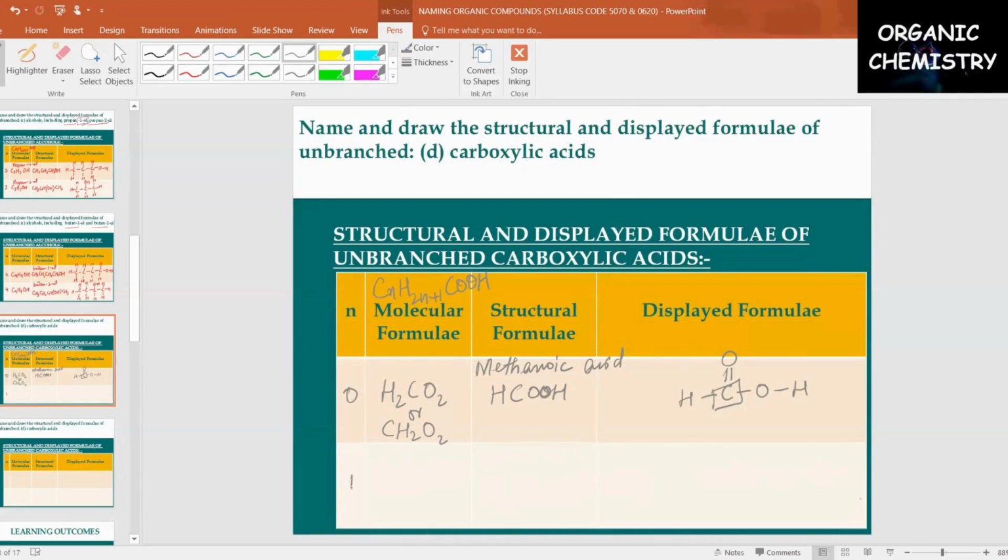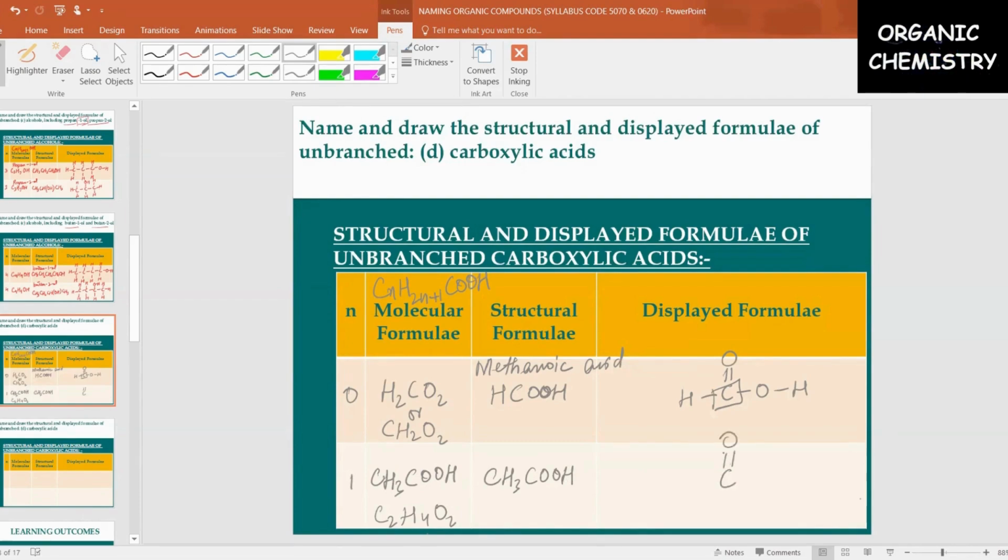If you place N equals 1 for carbon, you'll get C. H2 multiplied by 1 is 2, 2 plus 1 is 3. So we'll get CH3COOH, or it becomes C2H4O2. So the structural formula will be like this: CH3COOH or CH3CO2H also.